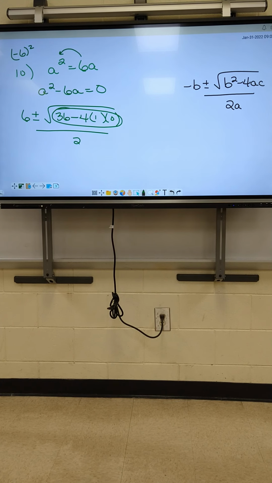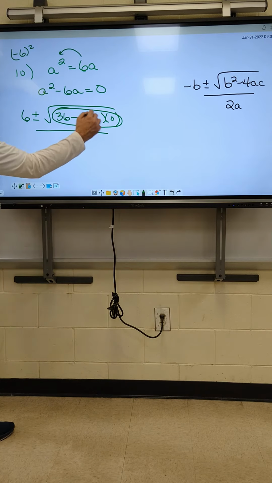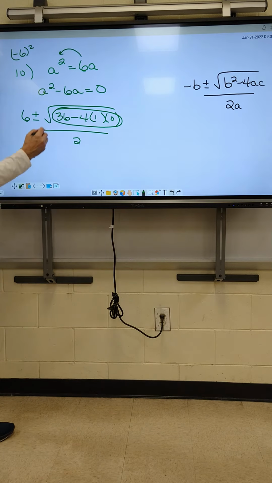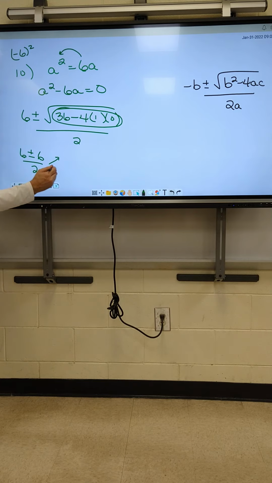36. All right, so for this spot right here, if you type that in your calculator, it's gonna give you square root of 36, right? And we can change that to a 6. Square root of 36, perfect square is 6. All right, so from there, do you plus the first time, do you minus the second time, find both answers.